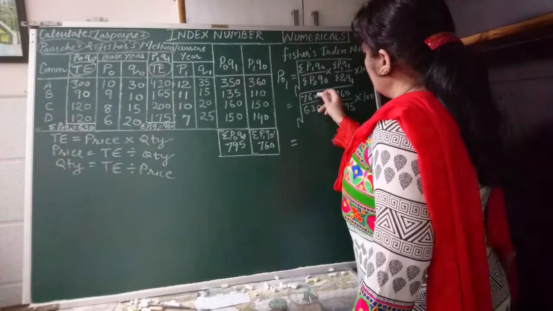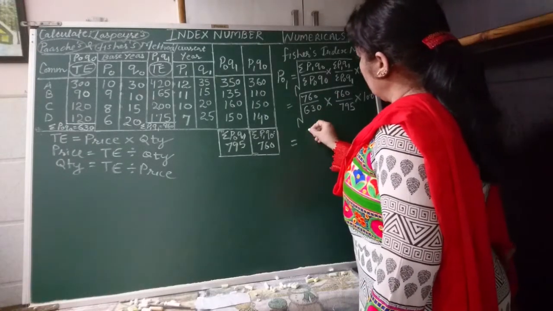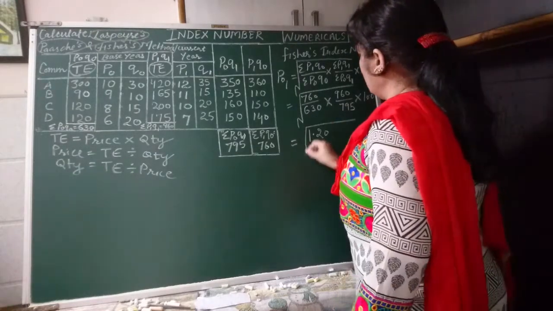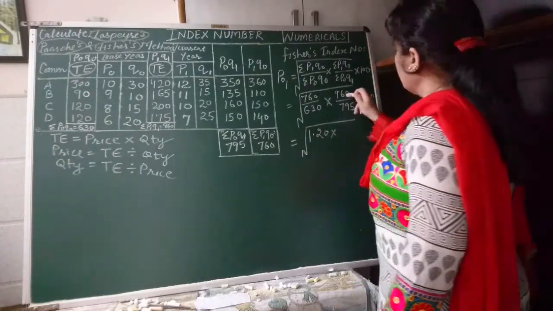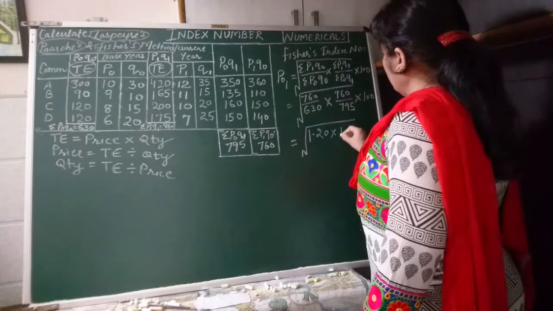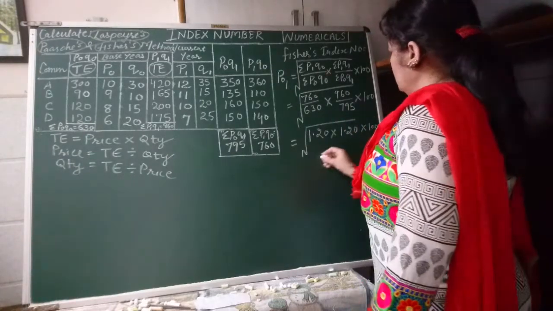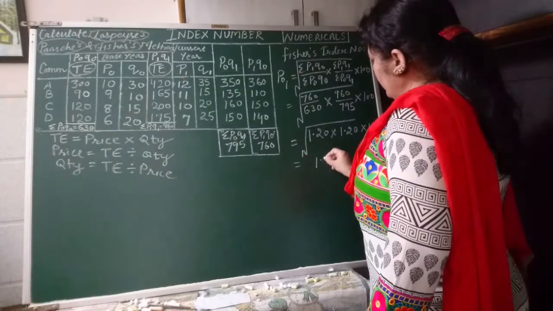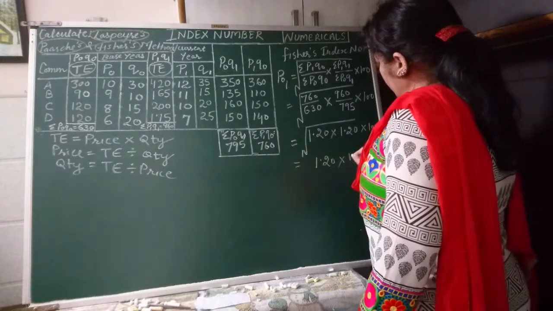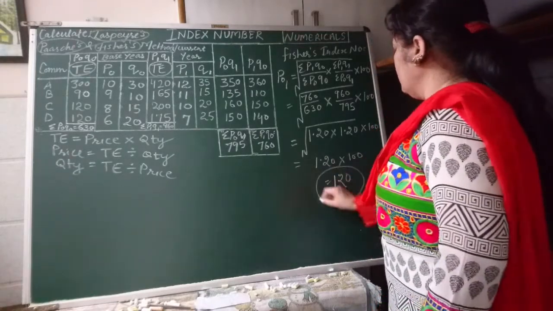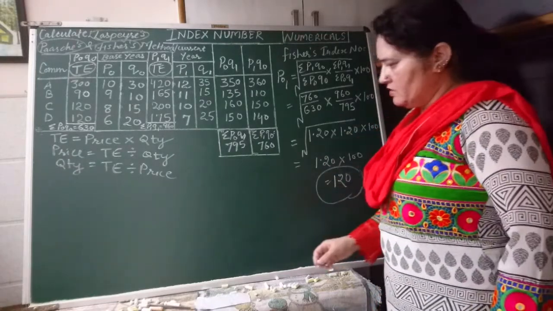So 760 divided by 630 will be 1.20, under root multiplied by 960 divided by 795, 1.20, under root, multiplied by 100, which is equivalent to 1.20 multiplied by 100 is equal to 120. So 120 will be the value of Fisher's index number.